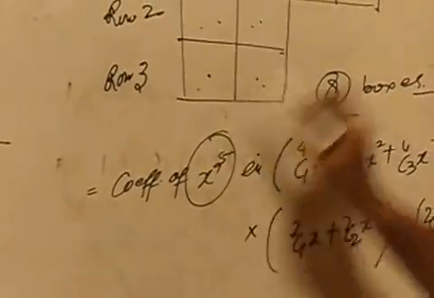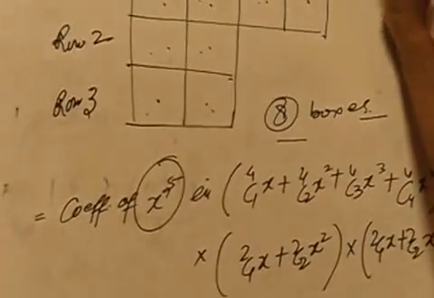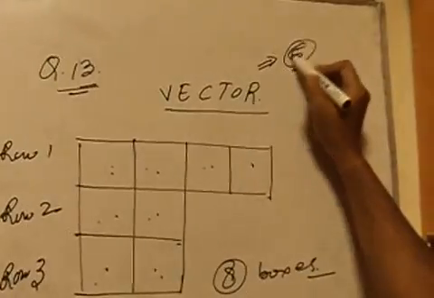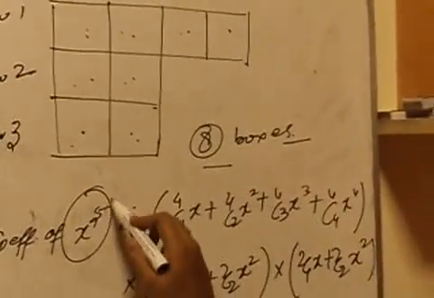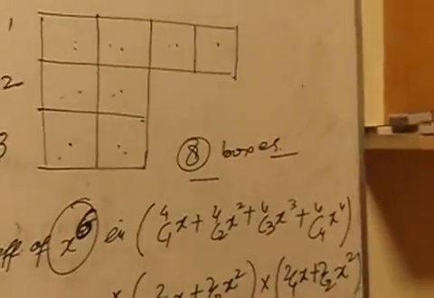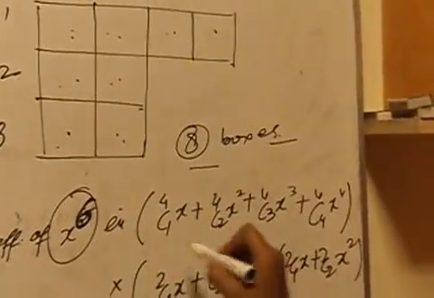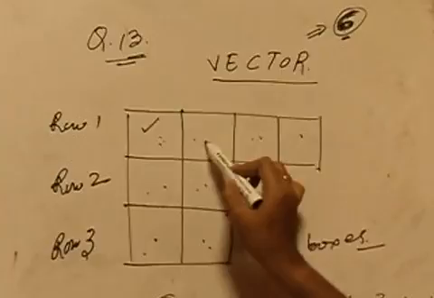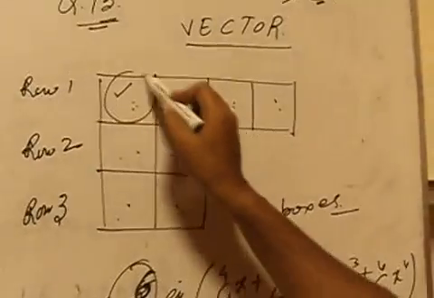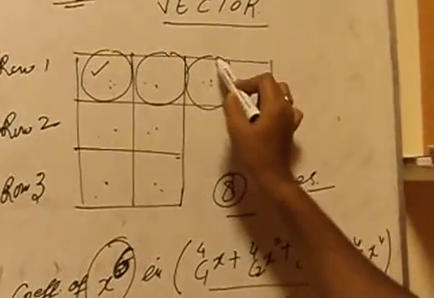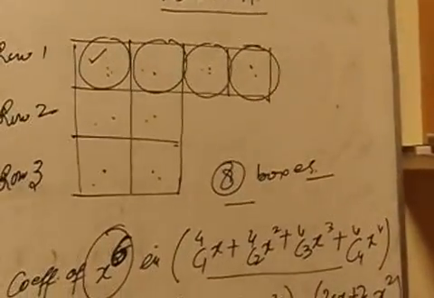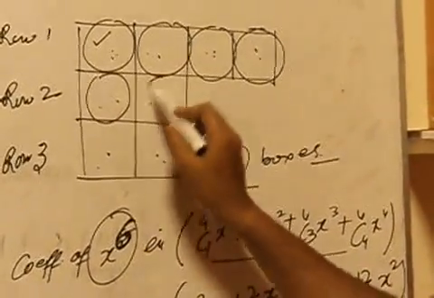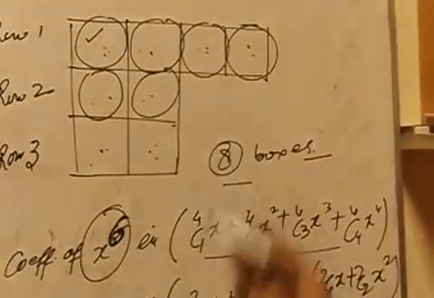Why x to the power 5? Sorry, we have to distribute 6 letters, so we find the coefficient of x to the power 6 in this expansion. Why is this so? Because 4c1 x stands for using one box out of the 4 boxes in the first row. We can use 1 box, 2 boxes, 3 boxes, or all 4 boxes, because none of the rows may remain empty. In row 2 we can use one box or both, and the same is true for the third row.